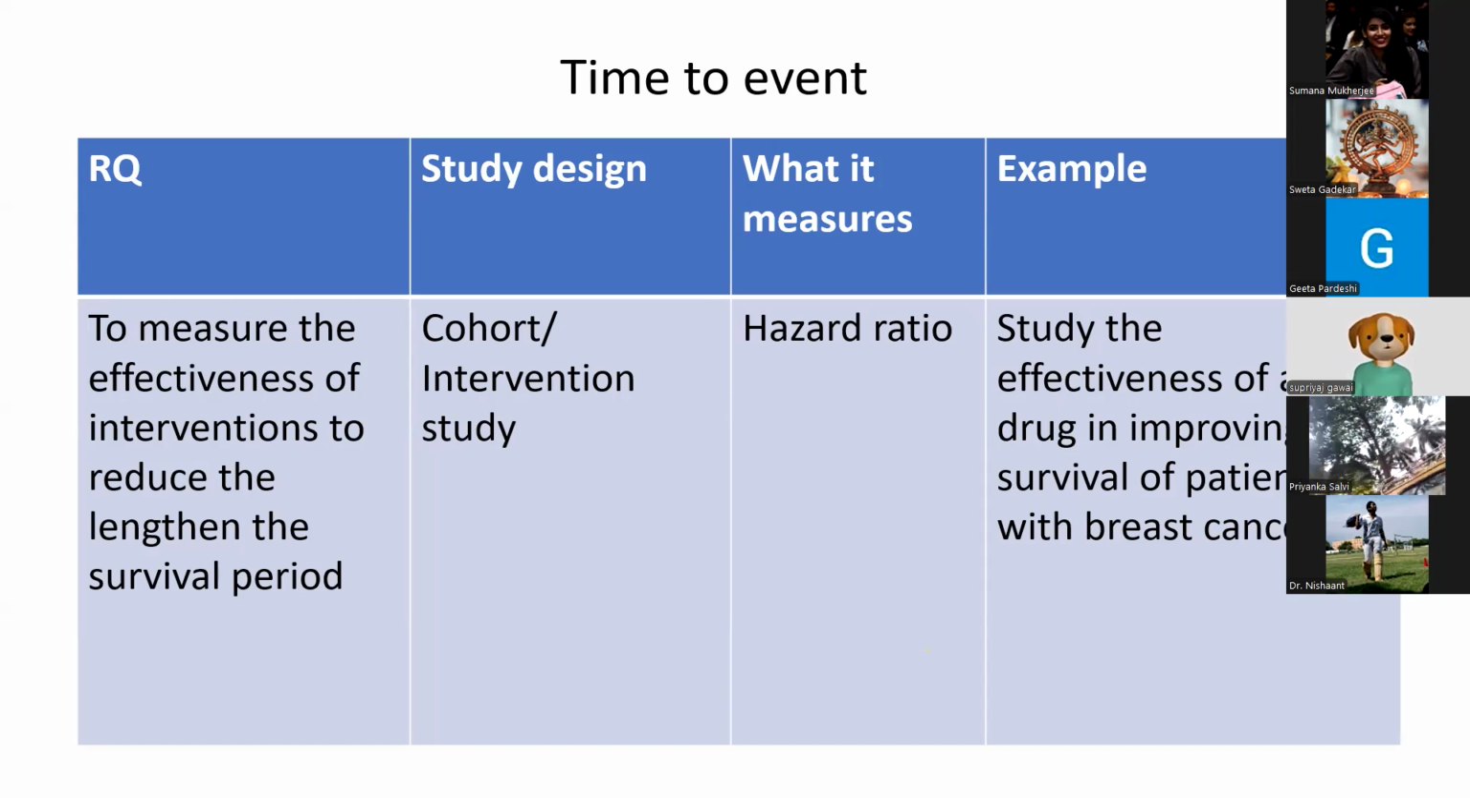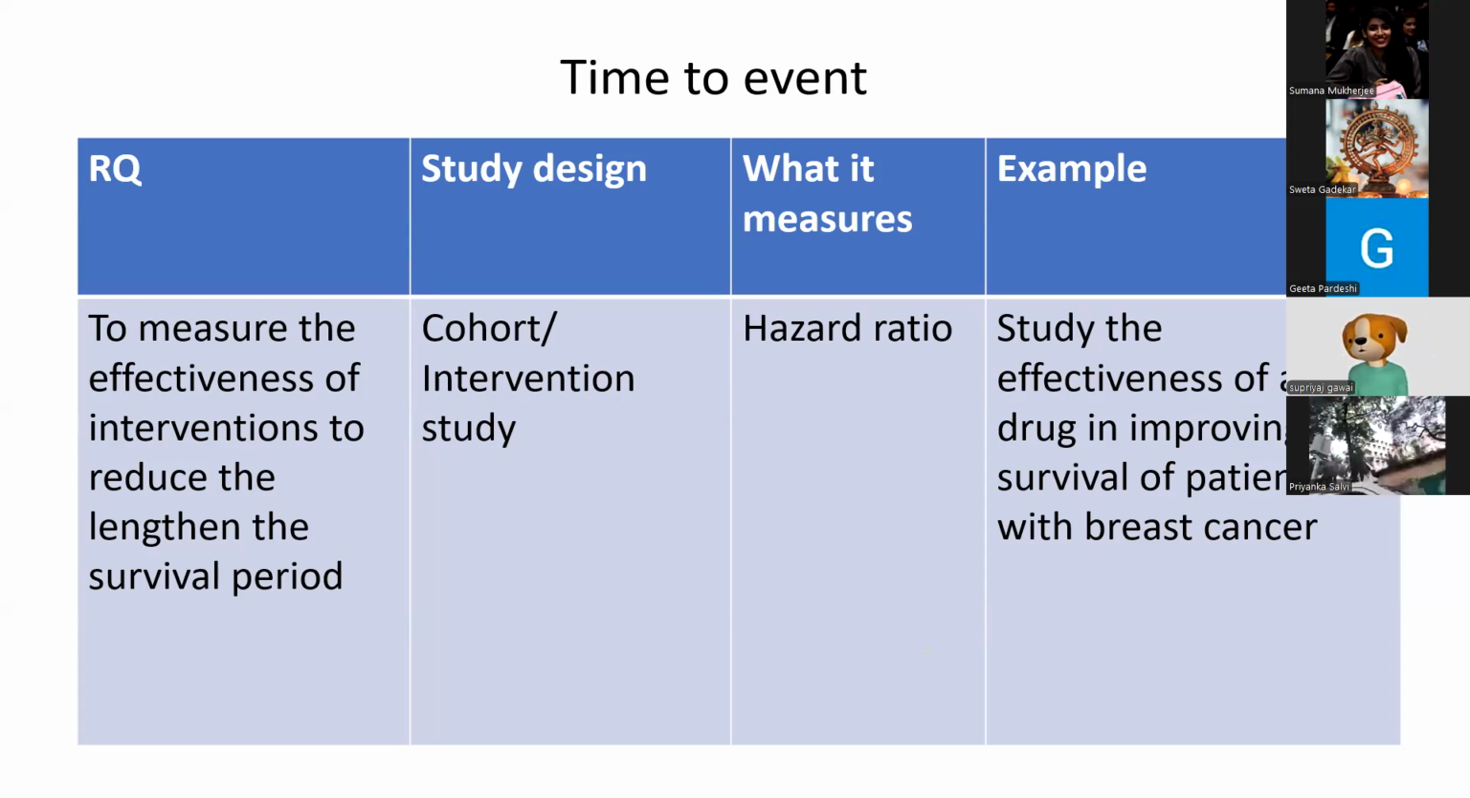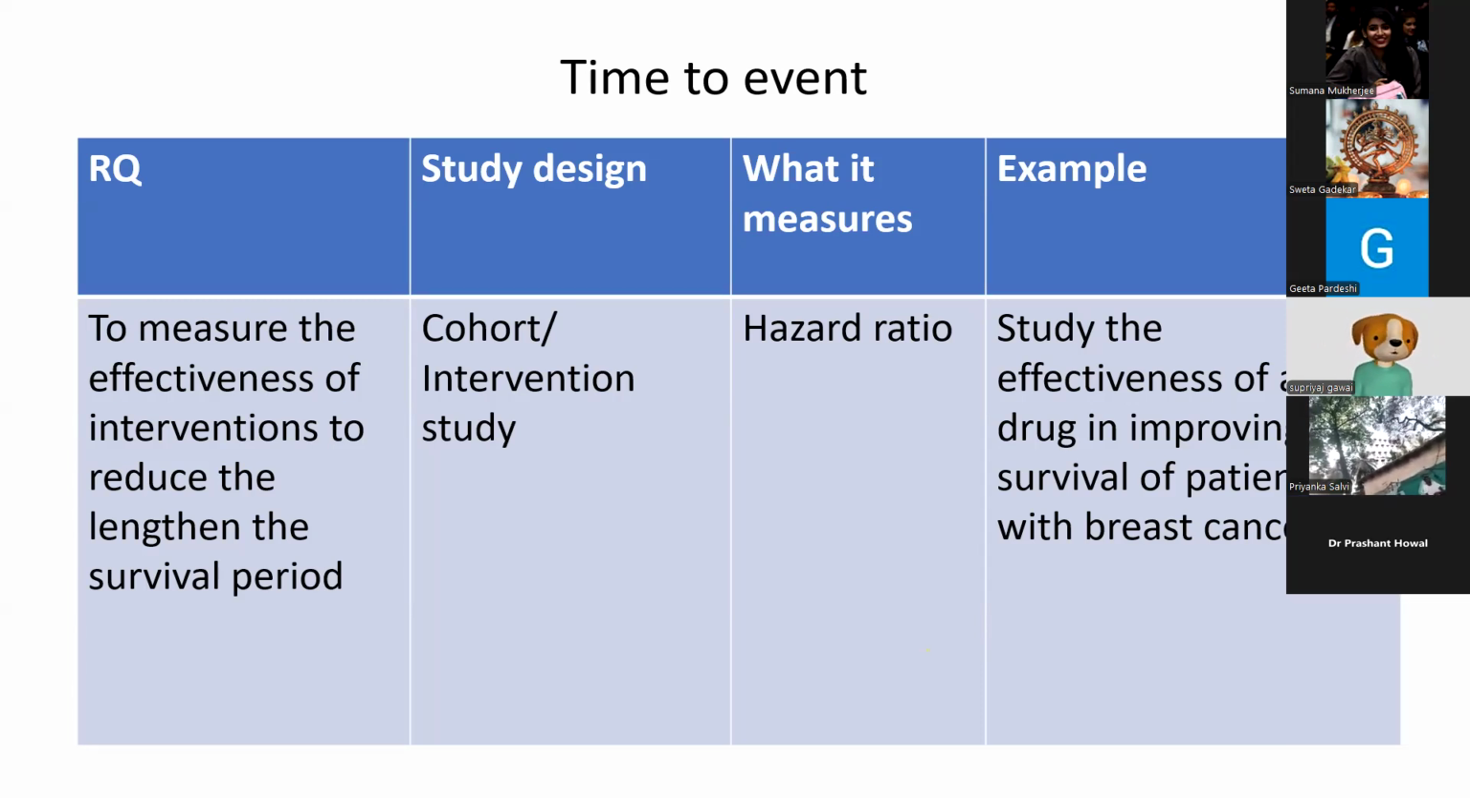That is what you would want to do when you want to study time to event, means time to death or time to recovery. That is what you are interested in. Now, when time to event is your outcome of interest, you will invariably do a cohort study or an intervention study. You will calculate hazard ratios in these kinds of studies.